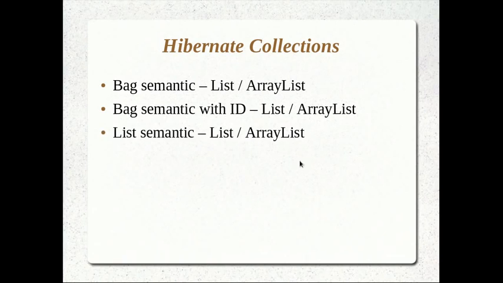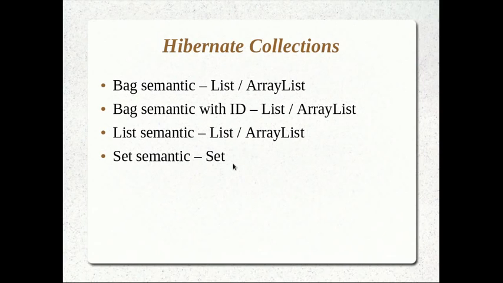So the next one is a list semantic. This is again a list or an array list. It's the same thing. The only difference from a bag is that a list can be ordered. You can have a sorted list, whereas with a bag, it really doesn't matter in which order you get the data. The next one is a set semantic.